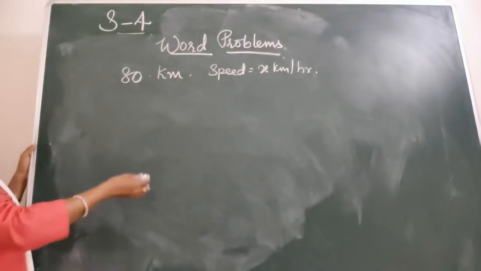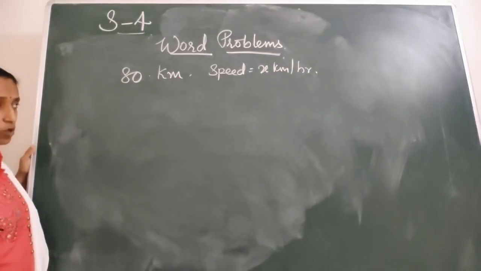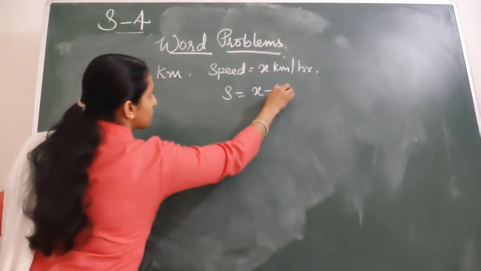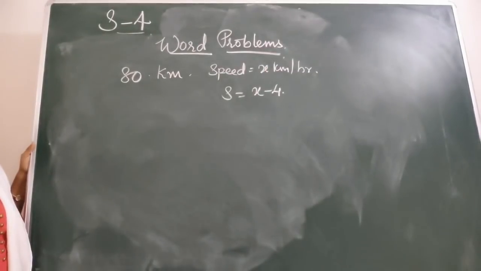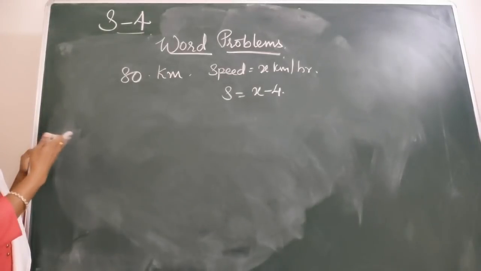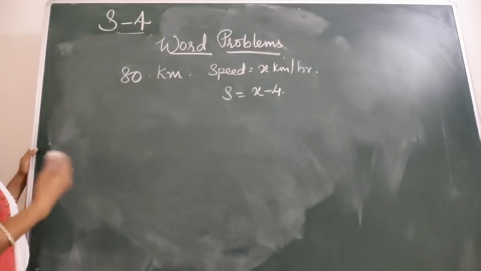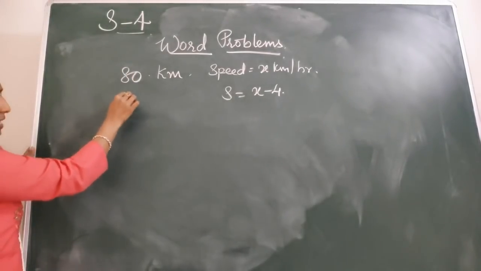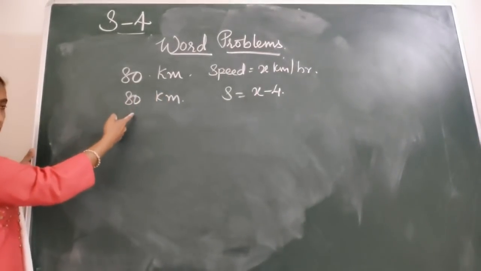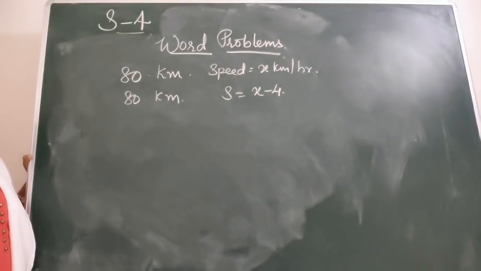So due to heavy rain, what happened? The normal speed was x kilometer per hour, and in the second case the speed is reduced by 4 km per hour, so the second case speed comes as x minus 4. It took the same distance to cover 1 hour extra. So there is a time difference. In the second case also the distance is the same 80 km, but as the speed is reduced, the bus is taking 1 hour extra.